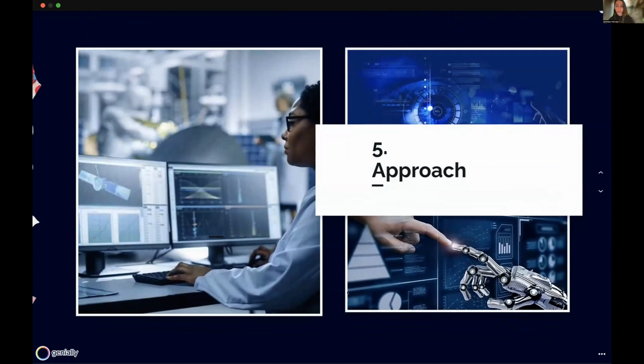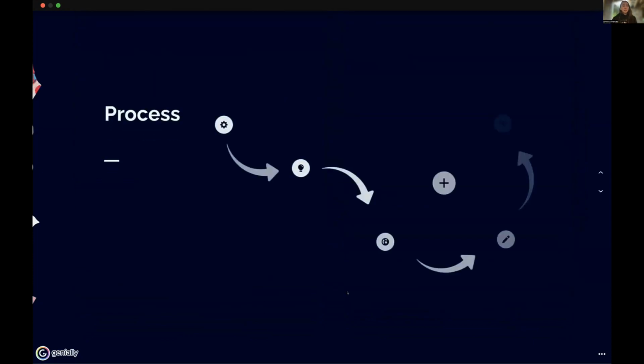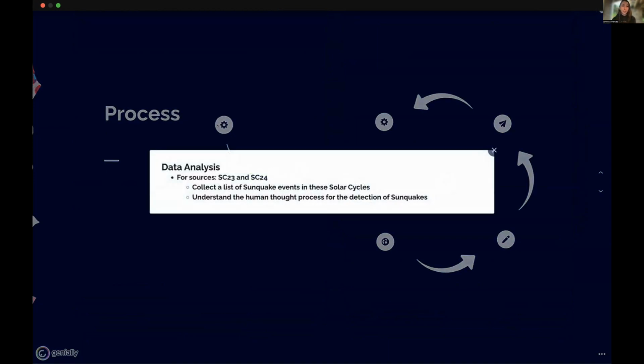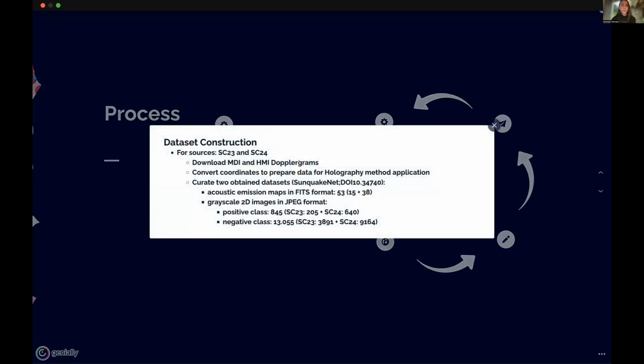I will now move on to the approach and briefly describe the process. So we initially started analyzing data. I, at least as a programmer, I'm not a physicist at all, had to understand the human thought process behind the detection of sunquakes so that I could understand the predictions of my model and judge them. So this is what we started with. Then we constructed the actual data set that is available on Kaggle. So if you would like to check it out and try to solve this problem by yourself, you are welcome.